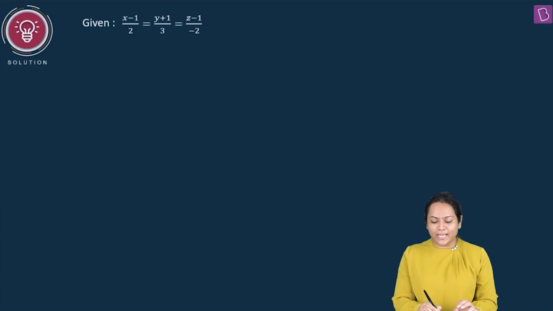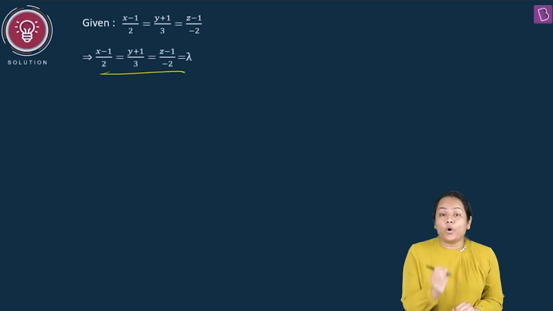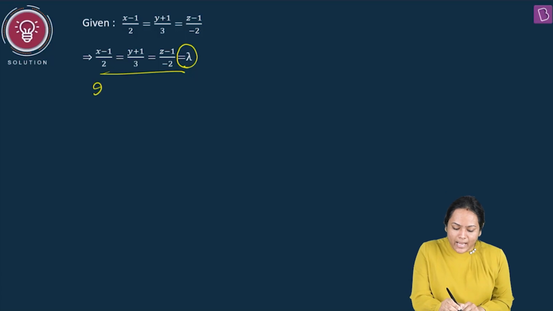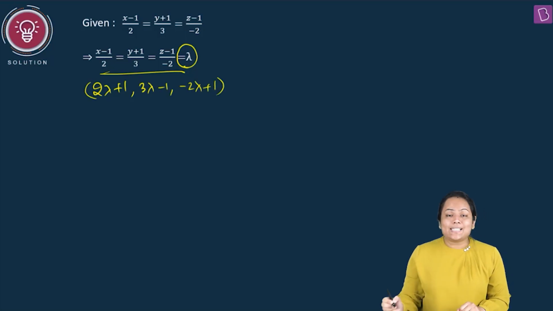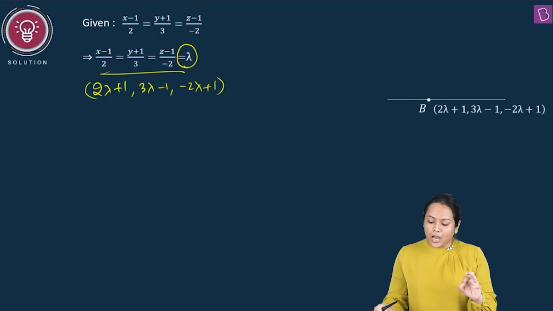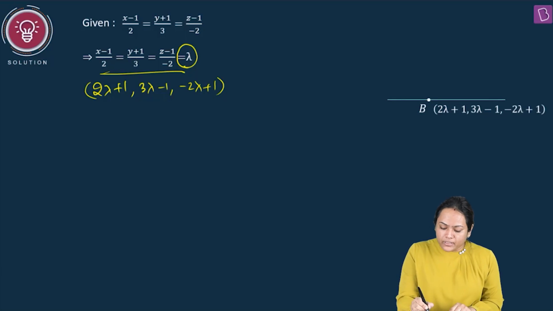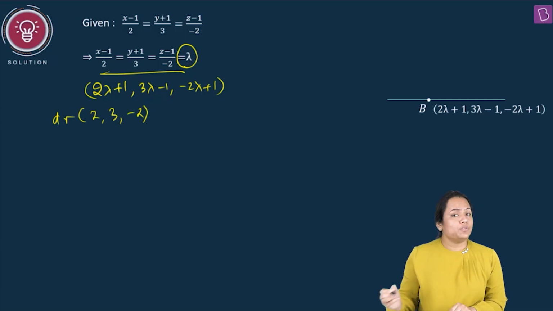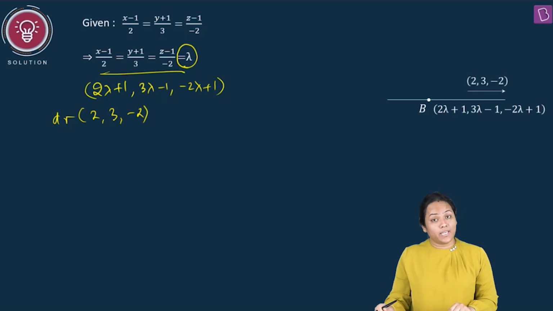I have my given line. So I'm taking a point on this line. To write the point, I'm equating this to lambda. So when I do that, I'm getting a point as 2 lambda plus 1, comma 3 lambda minus 1, comma minus 2 lambda plus 1. This is my point on this given line. Let me take that as B. Now what? Well, we already know that for this line, my parallel vector or the direction ratio will be 2, 3 and minus 2. Isn't it? So this is one more thing given to us.